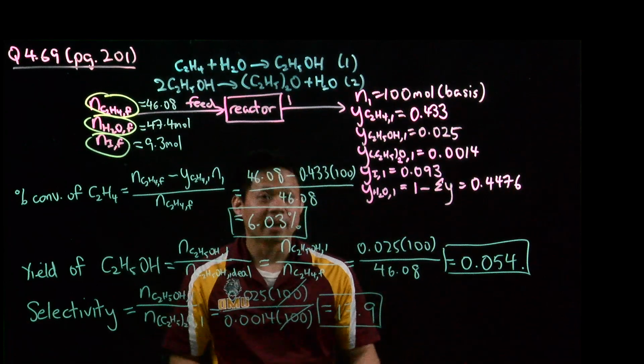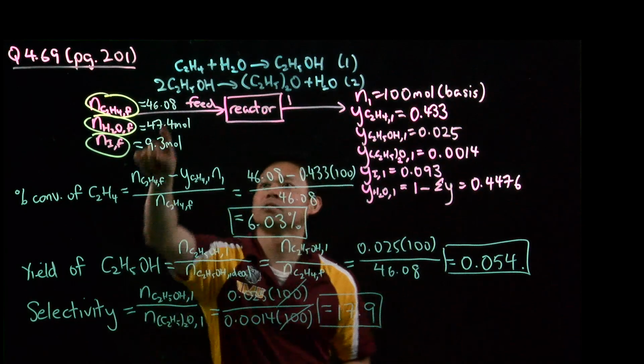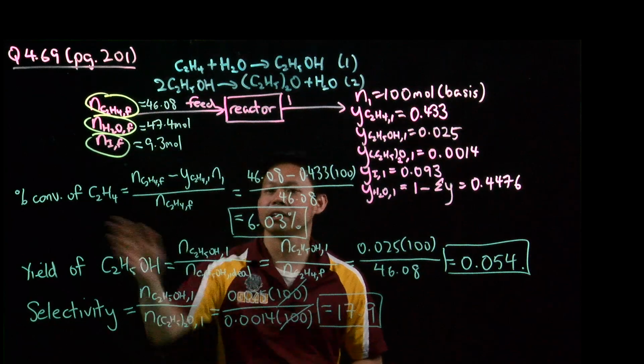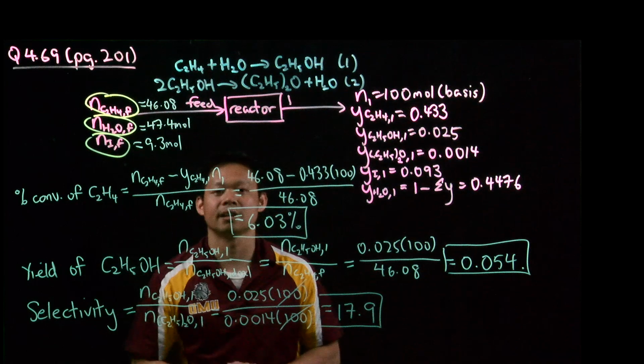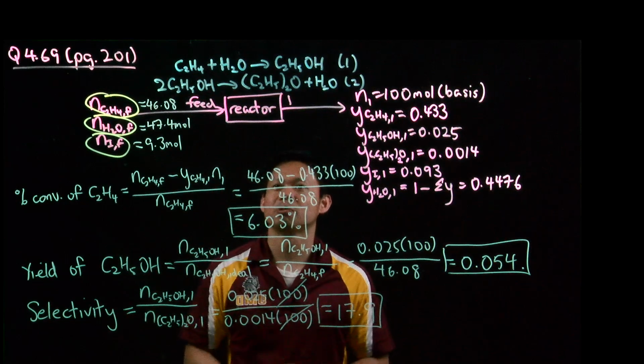So you can go ahead and redo this entire problem using the extent of reaction method to solve for these three unknowns. You should end up with the same amounts down here, and you can go through this same process to get the fractional conversion, the yield, and the selectivity. Like I mentioned, the solutions are posted online, so I'm not going to show it here. So this is all we have for this example on multiple reactions.